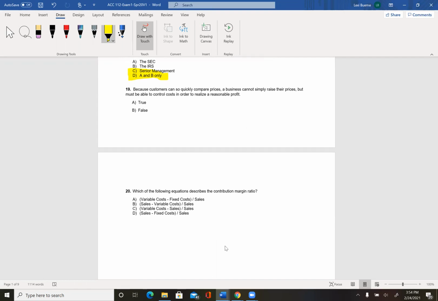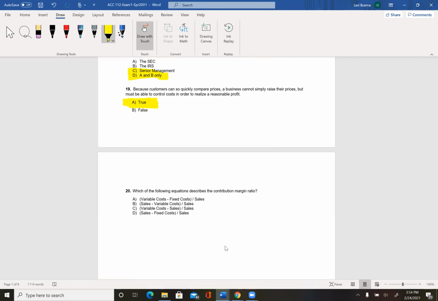And then 19, because customers can so quickly compare prices, a business cannot simply raise their prices, but must be able to control costs in order to realize a reasonable profit. That's true. They can't just raise their prices out of the blue, or else they won't make any money because nobody will buy it from them. They'll buy from another company because there's so many other companies out there.